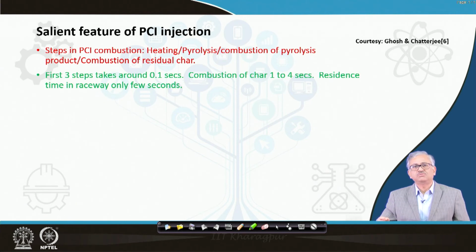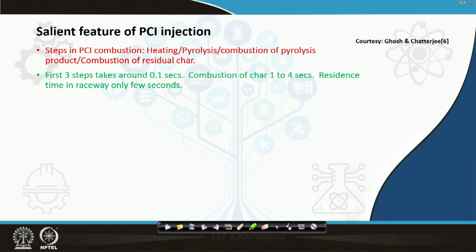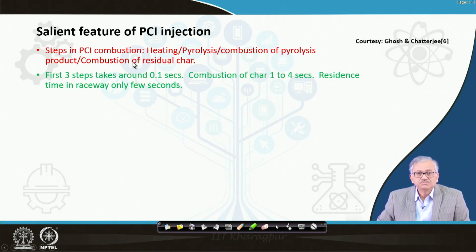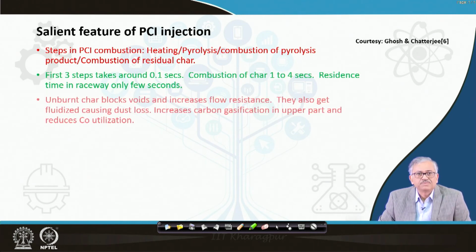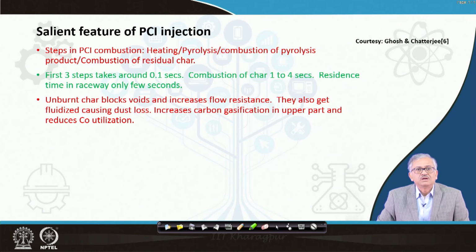It is a very short duration, maybe 3-4 seconds, maximum 5 seconds, maybe less than that. So basically the combustion of the char takes 1 to 4 seconds. If the char is not completely combusted, it makes a lot of problems. Unburned char can block the voids. In the coke bed, they can deposit and then block the coke voids.